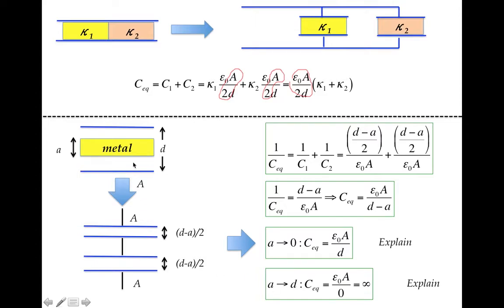What happens if A goes to D? That means the metal is almost filling the whole space, so the gap goes to 0. D minus D is equal to 0, so that means something over 0, which is infinity. And we saw that before, because remember, if the gap goes to 0, the capacitance goes to infinity by definition. I think we explained this in class very well.